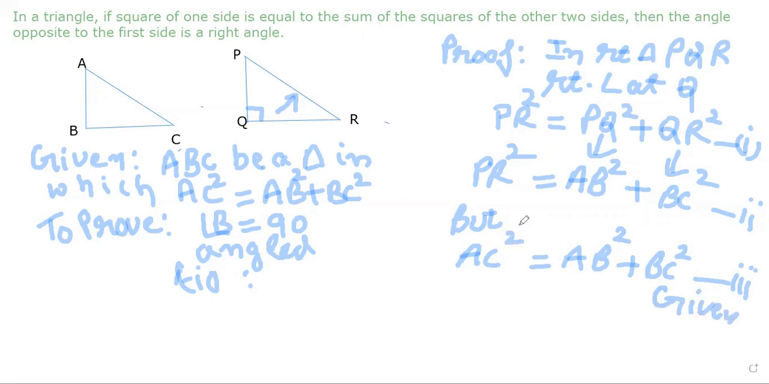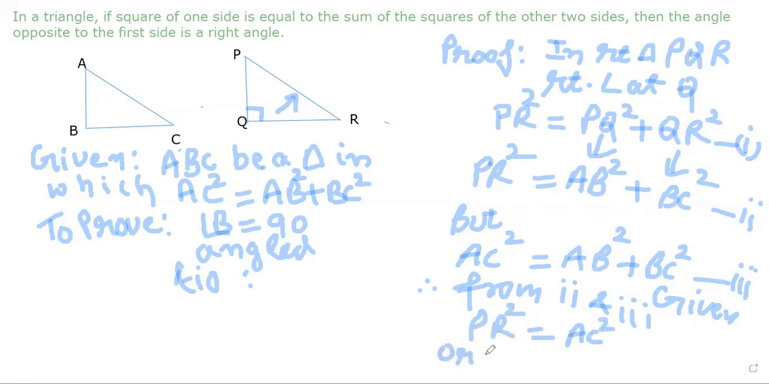Now, what do you see, students, here? PR square is equal to AB square plus BC square. AC square is equal to AB square plus BC square. Therefore, from second and third, we can see here that PR square is equal to AC square, or we can write PR is equal to AC. We mark this number four.